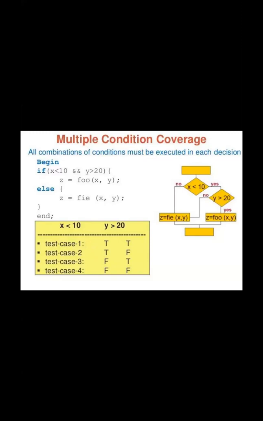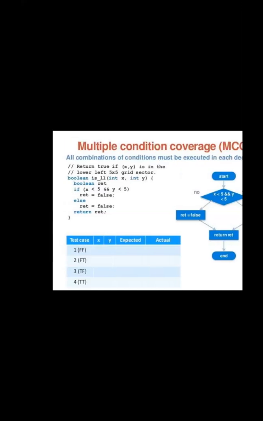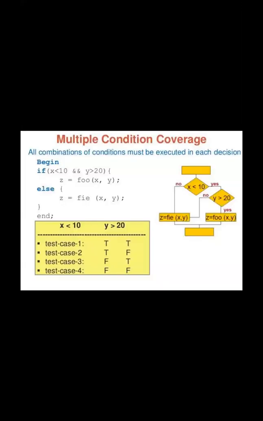For test case 1, we are assuming x is less than 10 is true and y is greater than 20 is true. If both are true, then the expected output will be true. In the same way, if you assume test case 2 as true, false, the result will be false because we are using the condition as AND operator. If both are true, then only the result will be true. If any one is false, the result will be false. So here we are checking both multiple conditions as well as the flow of actions.